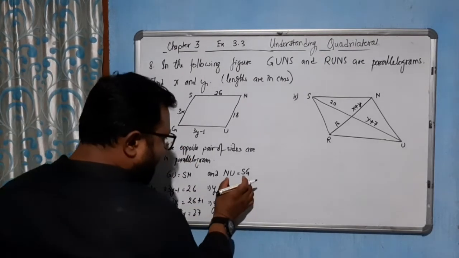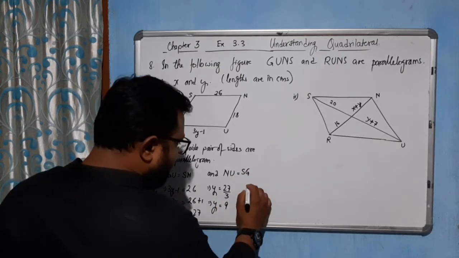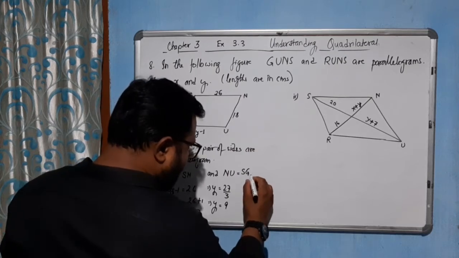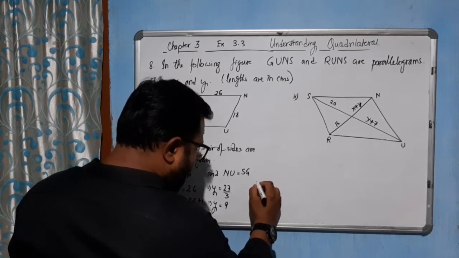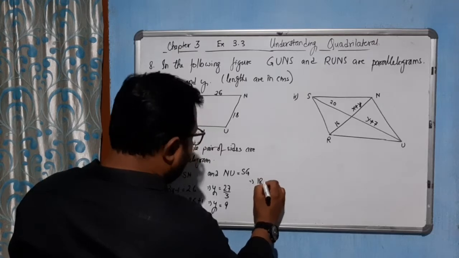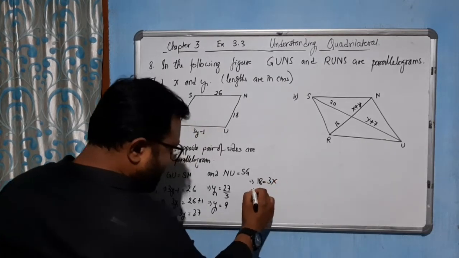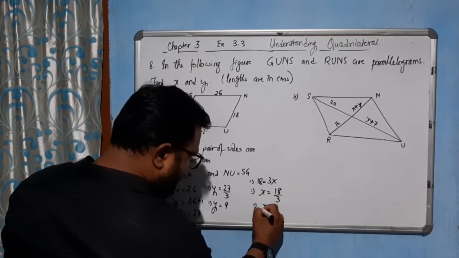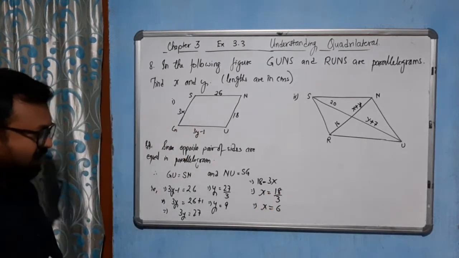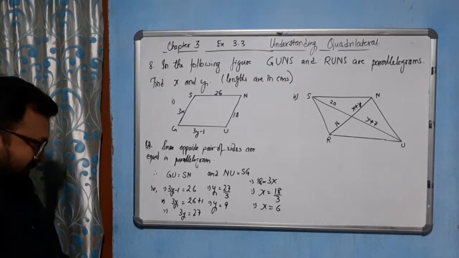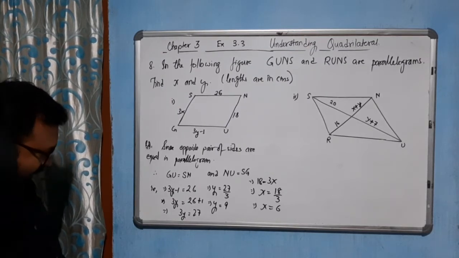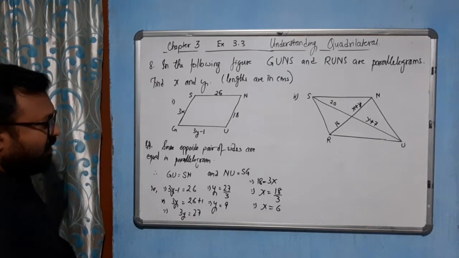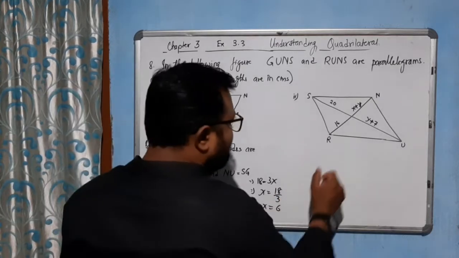Okay, and NU equal to SG. NU here is 18. In this case, you will write 18 equal to 3x. You will write x equal to what? You will write 18 by 3, x equal to 6. So in this case, we find the value of x and y. x equal to 6, y equal to 9. Okay, now come to this part.